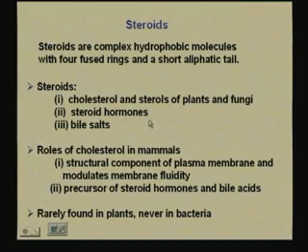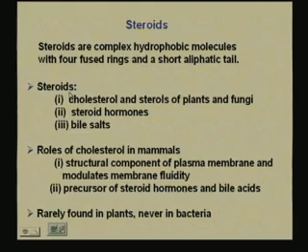Now, what we have for the fluidity of membranes is the introduction of steroids, sterols particularly. We will see what these are and what their roles are. Steroids, as you probably know, are complex hydrophobic molecules that have 4 fused rings and a short aliphatic tail. This is the structure of any steroid.